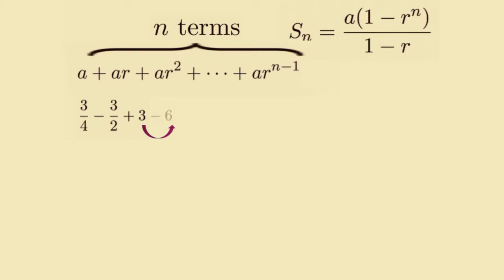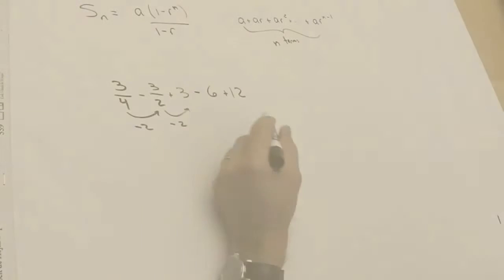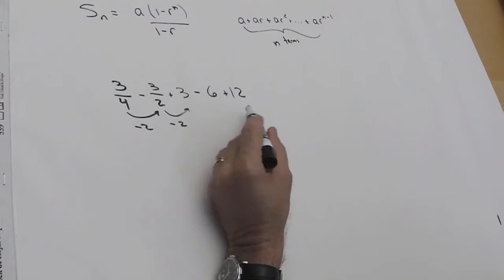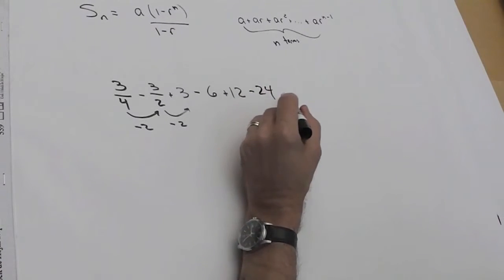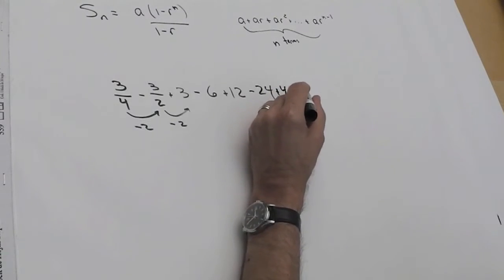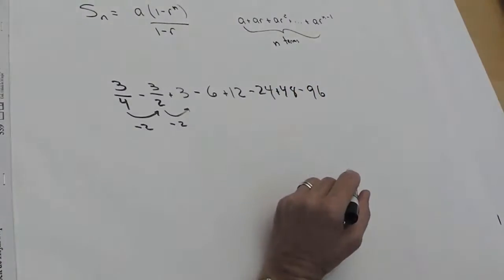Well, it's going to be minus 6, right? And then the next term in the series would be plus 12. And let's continue multiplying by minus 2 a few more times. So minus 24 plus 48 minus 96. Now, we could find the sum for this series simply by putting it in a calculator. But let's get some exercise using the formula for the geometric series sum that we found before.